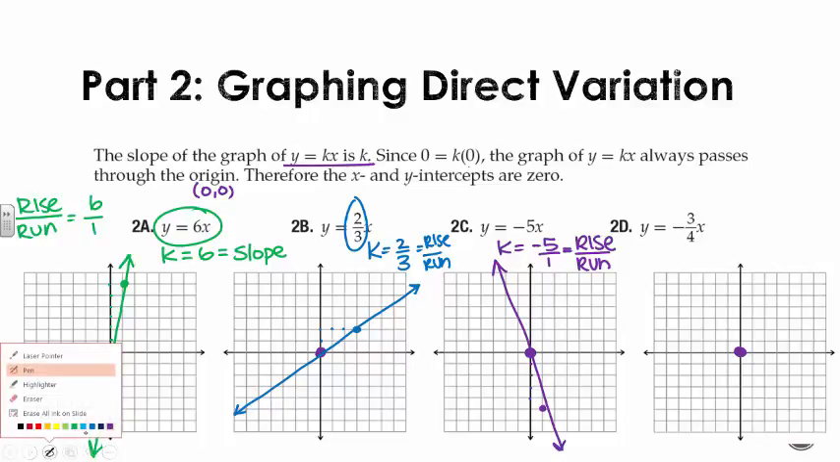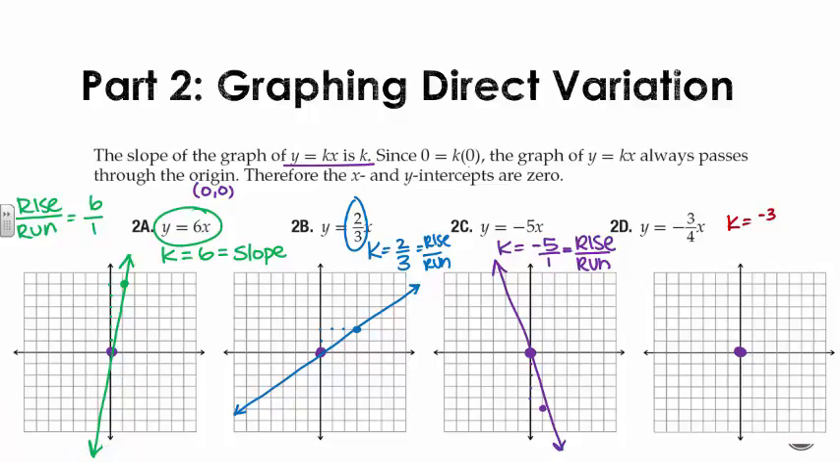Same exact thing with this last one here. Your k is negative 3/4, which is rise over run. So I'm going to go down 1, 2, 3 over 1, 2, 3, 4. And then double check that it makes sense. My line goes down from left to right. This is negative. It makes sense.